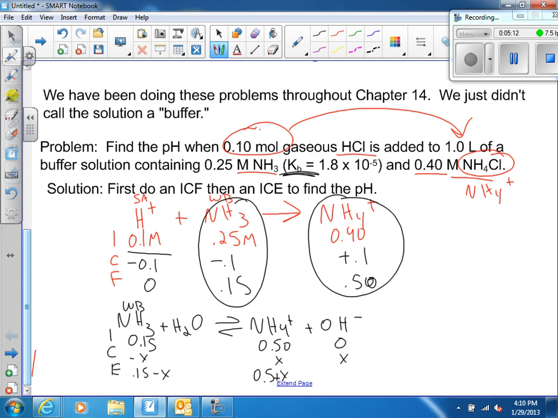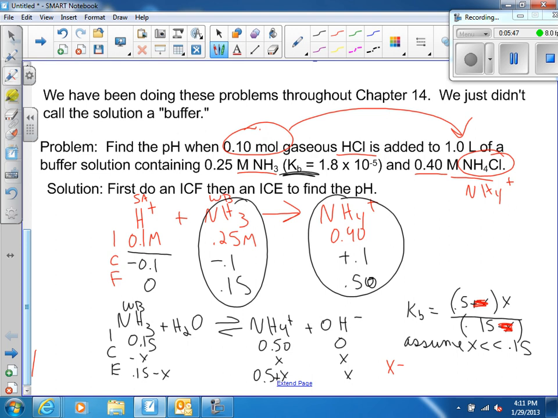0.5 plus x and x. Now we just plug this into our Kb equation. Kb is products over reactants: 0.5 plus x times x over 0.15 minus x. We assume x is much less than 0.15, and that allows us to cancel out the plus x and the minus x. And I solve for x.